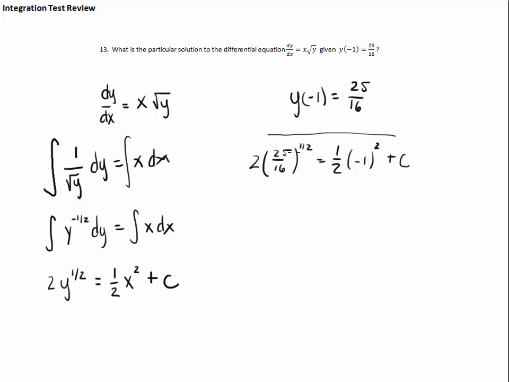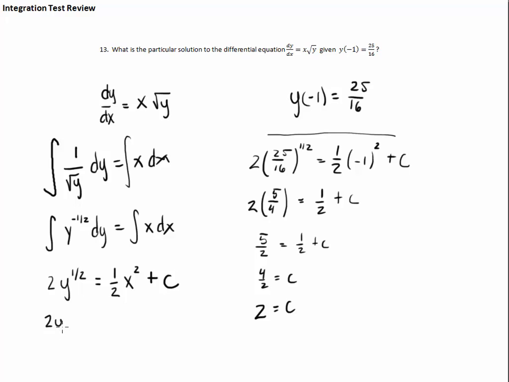Now let's solve for c. So 25/16 raised to the 1/2 power, that's lovely because this is taking the square root. If I have a fraction, I can take the square root of the numerator and the denominator separately. So I have 2 times the square root of 25, which is 5, over the square root of 16, which is 4. Let's come over here and figure out this side. -1 squared is +1, so this is just 1/2 plus c. Times this by 2, so that gives us 2 times 5 is 10. 10/4 is the same thing as 5/2 equals 1/2 plus c. Subtract 1/2 from both sides, and I get 4/2 is equal to c, or 2 is equal to c. So I know my c value is 2.